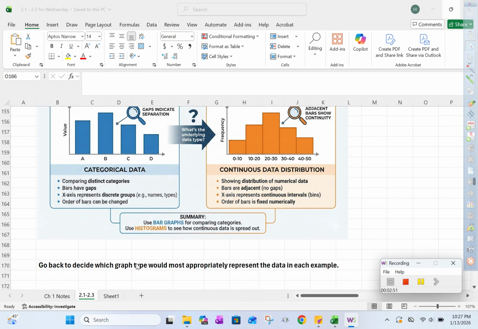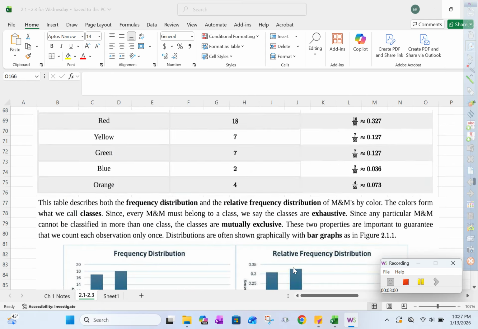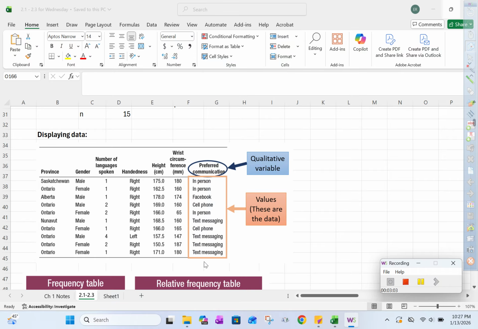So we're going to go back really quickly through the examples that we covered last class and just classify them as to which one would be most appropriate. We did this a little bit when we were talking, but I just want to go through it one more time. We already talked about this one, and it showed you, in fact, the bar graph version. Wrist circumference, since it is a quantitative variable, could be put in a histogram. Same thing with height. Handedness would have to be a bar graph.